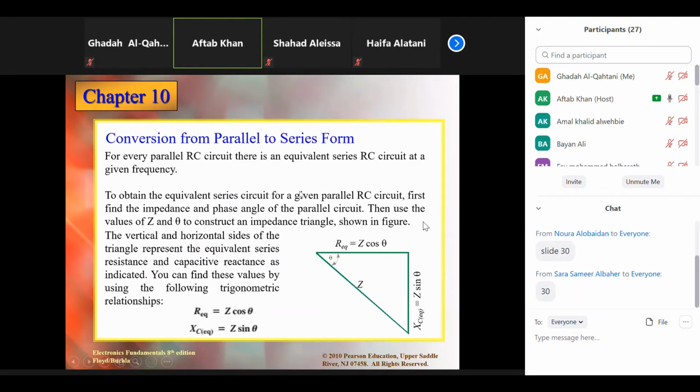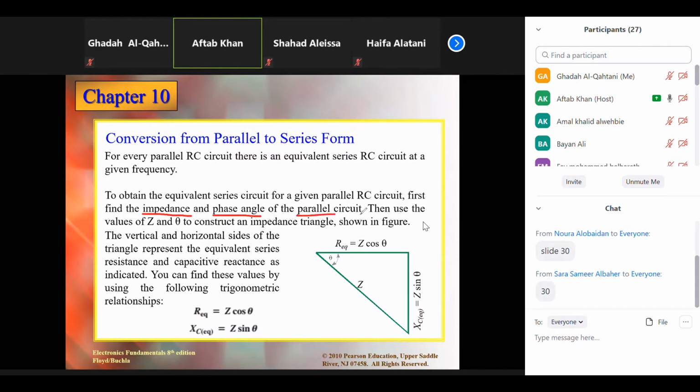Now this is conversion from parallel to series. We are given a parallel circuit and we want to find its equivalent series circuit. It is so simple to find it. There is a way to do this. For the given parallel circuit, first you need to find the impedance, and you have to find the phase angle for the given parallel circuit which you want to convert into series. So to obtain the equivalent series circuit for the given parallel circuit, first find the impedance and phase angle of the parallel circuit.